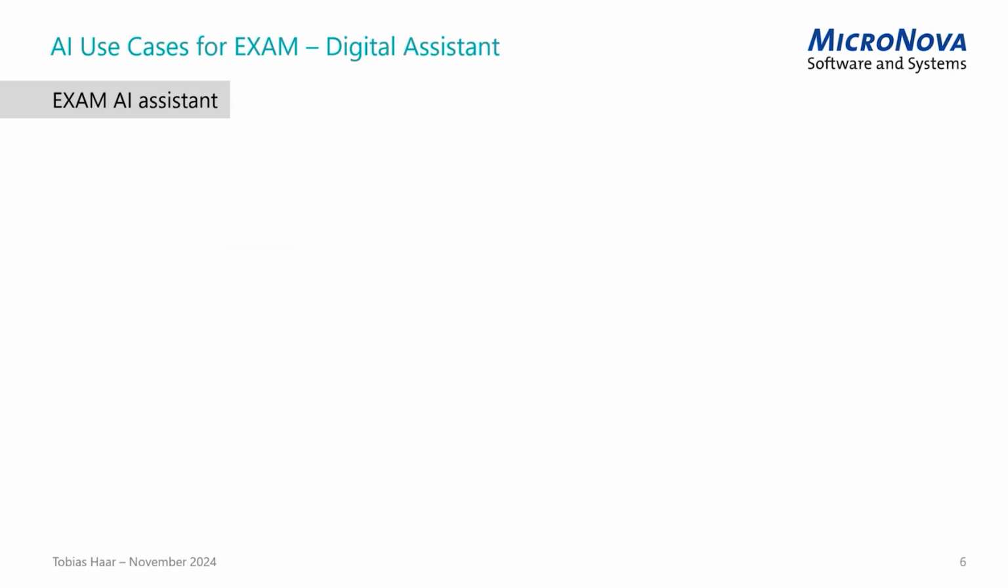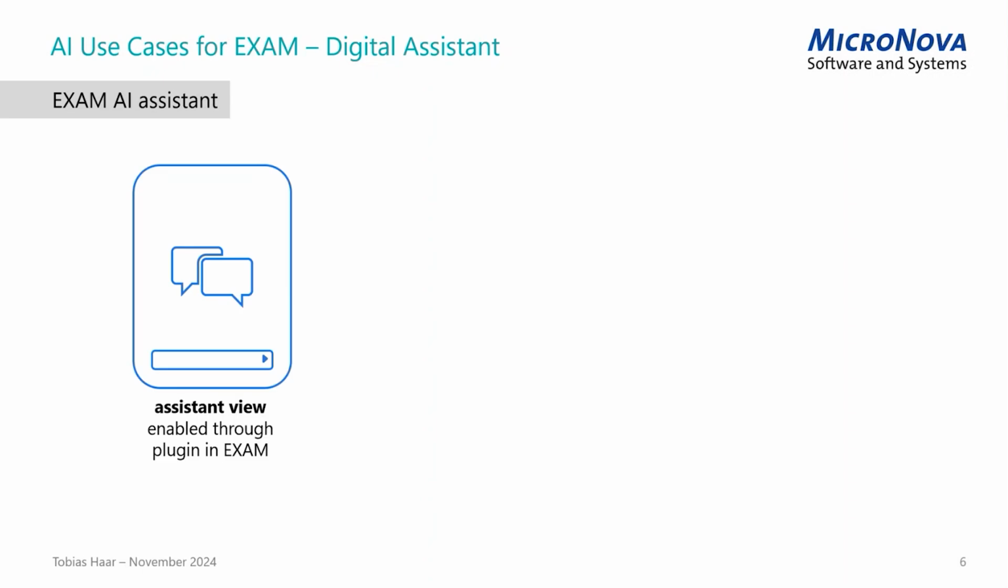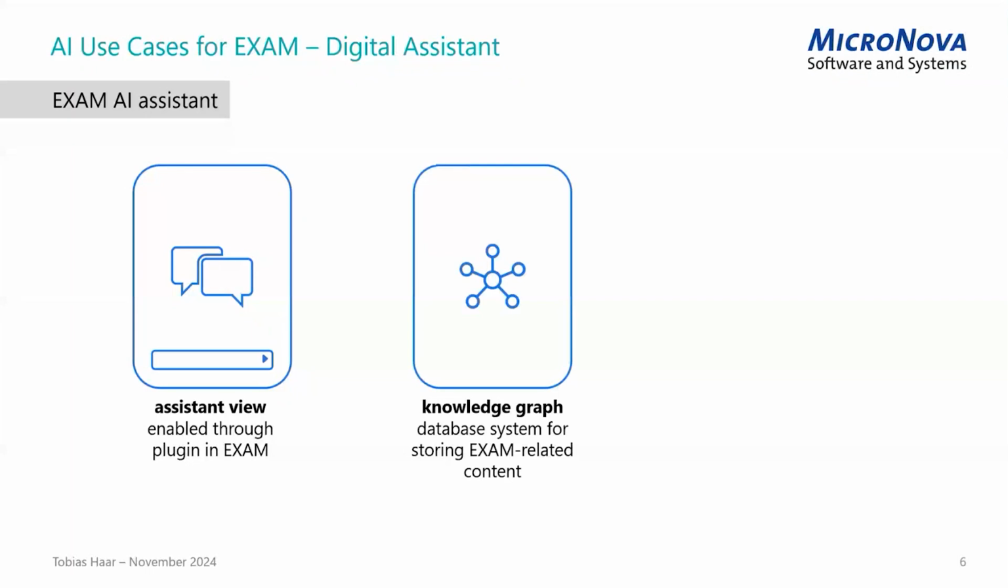And how do we build an assistant here now? So we have 3 building blocks. The first one is an assistant view. So in order to be able to interact with a large language model, or in this term, the assistant, we need some place to put our requests into. So this is basically a new view in XAMPP enabled through a plugin. Then we have actually a database system that stores all the XAMPP related content. We call this a knowledge graph.